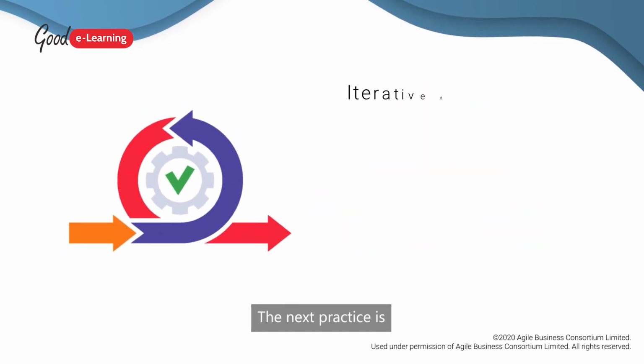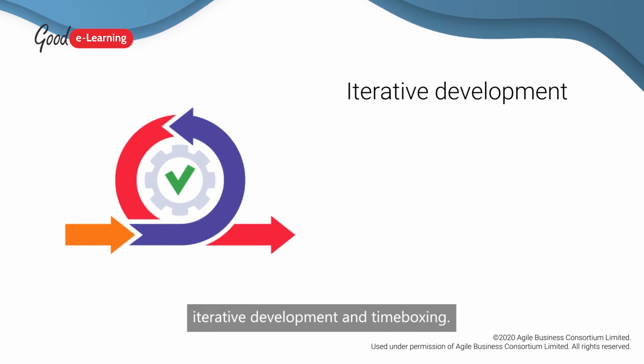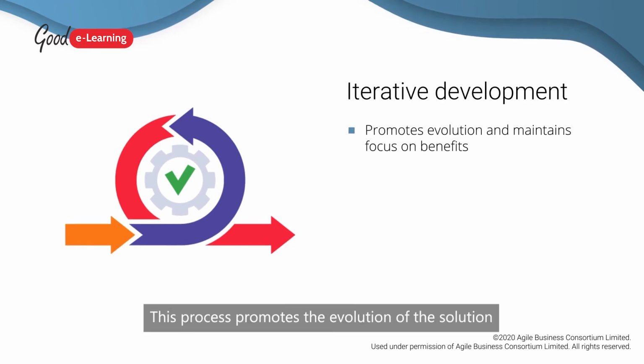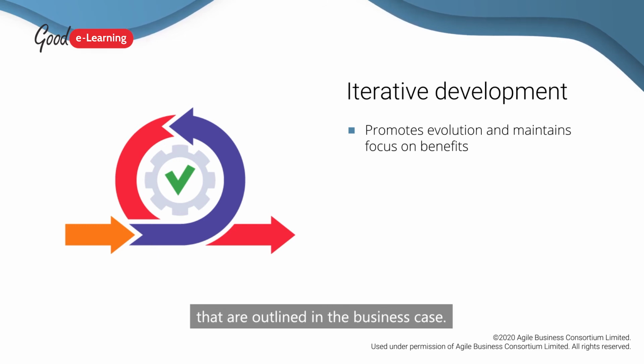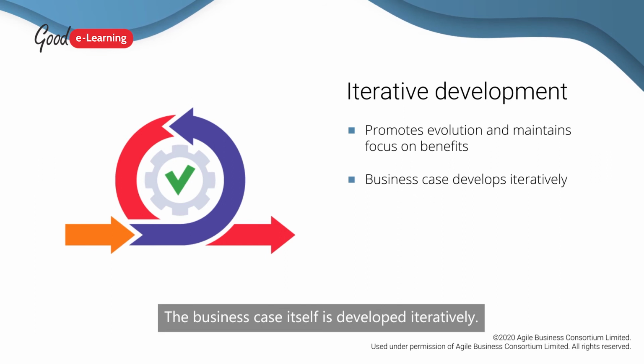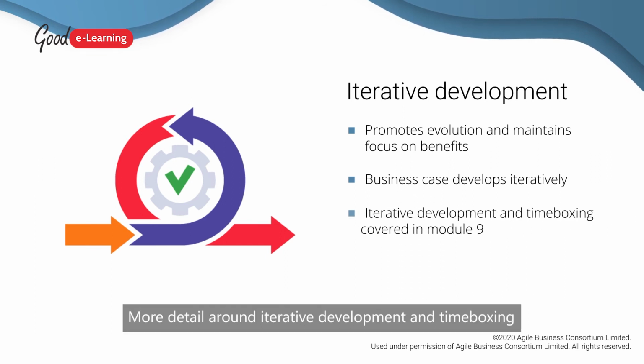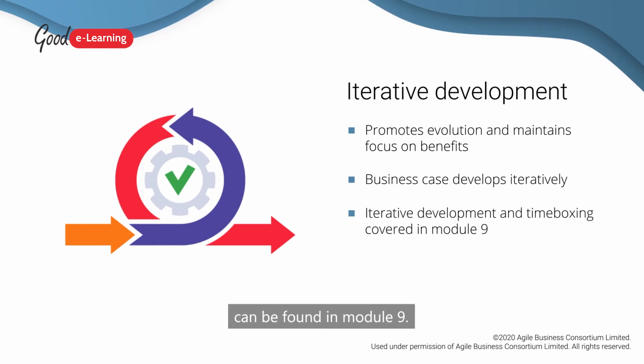The next practice is iterative development and time boxing. This process promotes the evolution of the solution whilst maintaining a focus on the business benefits that are outlined in the business case. The business case itself is developed iteratively. More detail around iterative development and time boxing can be found in Module 9.